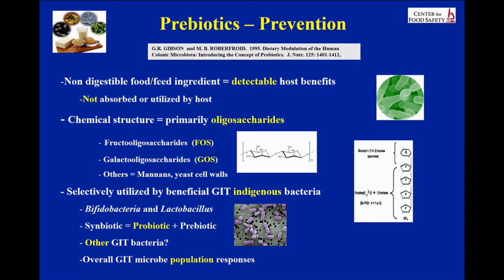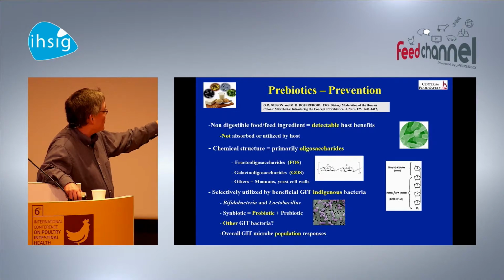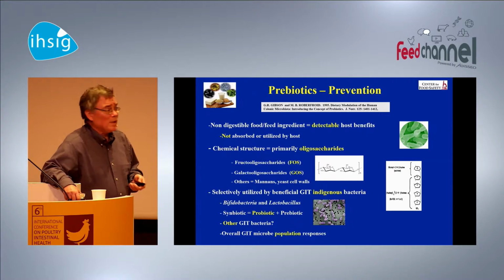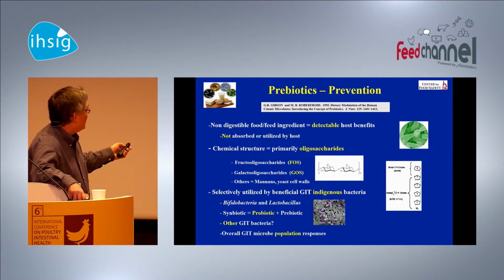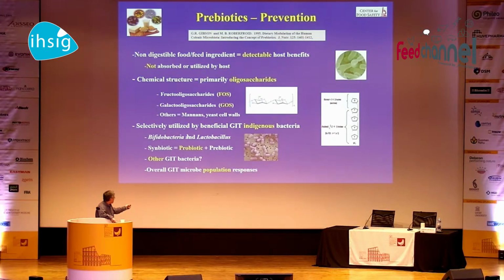There's a class of oligosaccharides that falls under that: fructooligosaccharides, galactooligosaccharides, and then mannans or yeast cell wall compounds. All of these can be utilized by what are quote-unquote good bacteria such as Bifidobacterium and Lactobacillus. Again, this is the concept where you could feed one of these along with a probiotic strain and get a symbiotic type effect.